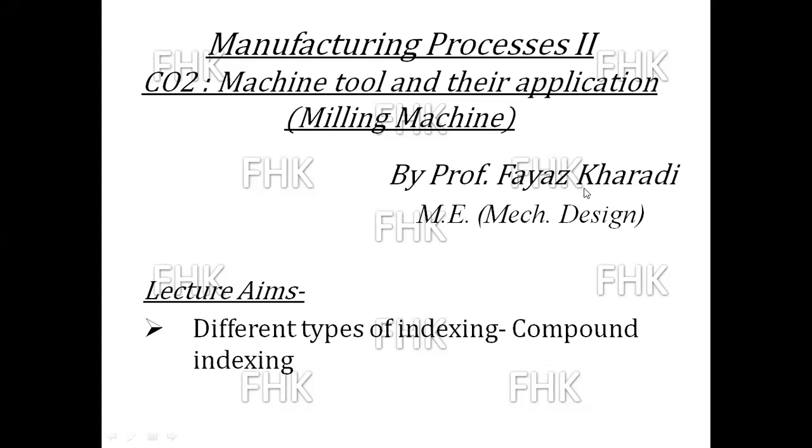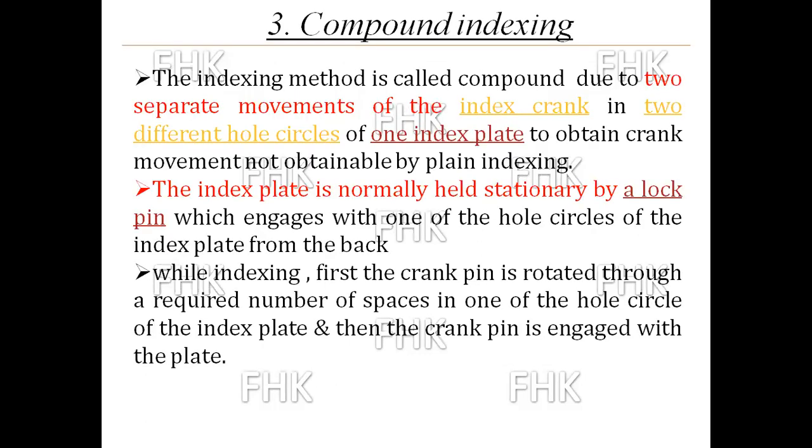In continuation with the previous session, we discussed the different types of indexing, and two types of indexing are over. First is direct or rapid indexing, and second is plain or simple indexing. I will share the link of this video. In today's session we are going to the third type of indexing, that is compound indexing, from the manufacturing process subject. So guys, let us start and understand what compound indexing is.